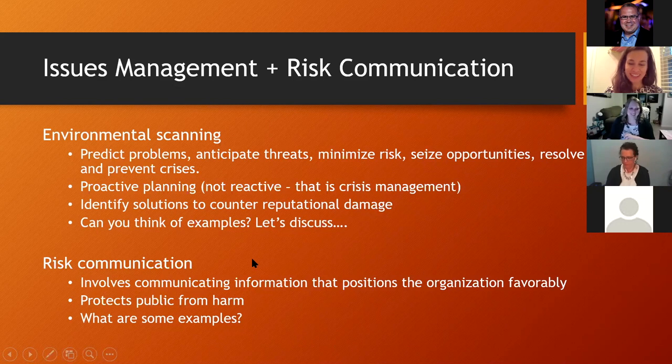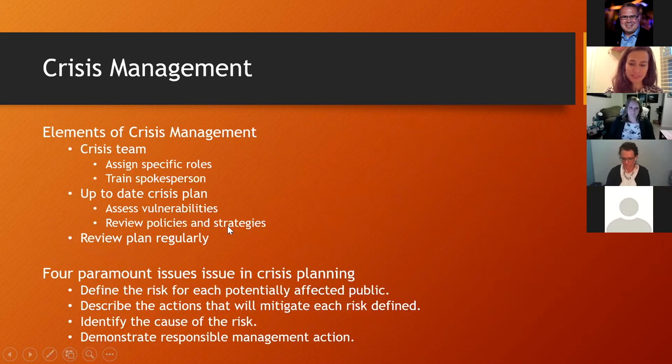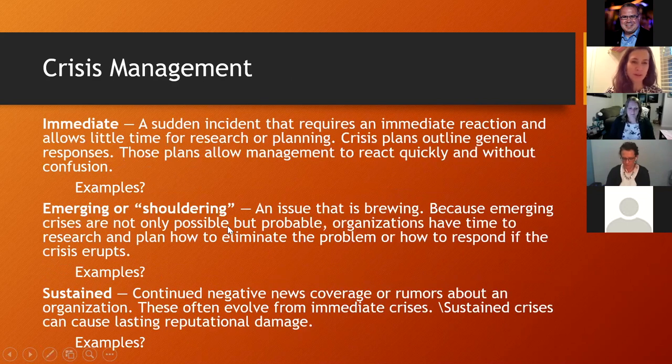All right. Okay. So moving on to crisis communication. So here we're going to talk about three different kinds of crises. There's immediate, emerging, and sustained. So immediate is a sudden incident that requires an immediate reaction, allows little time for research or planning. Crisis plans outline general responses, and those plans allow management to react quickly and without confusion.